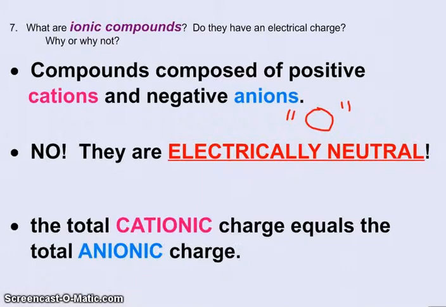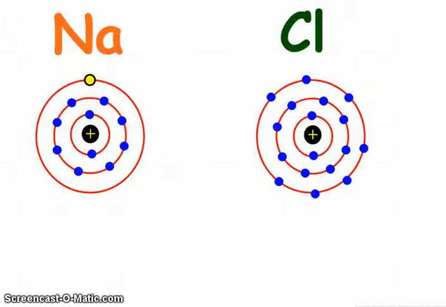Why is this so? Because the total cationic charge, which would be the positive charge, equals the total anionic charge, which is the negative charge. And to visually see this, take our good friends sodium and chlorine. Sodium has 11 electrons and 1 valence electron on the third energy level. Chlorine, with its 17 electrons, has 7 valence electrons on the third energy level. Sodium and chlorine love to get together, because sodium's like, I want to get rid of this valence electron. I've got a full shell underneath. Chlorine's like, hey, I'll take it. And that's exactly what happens.